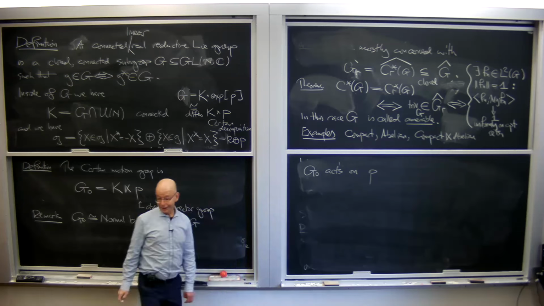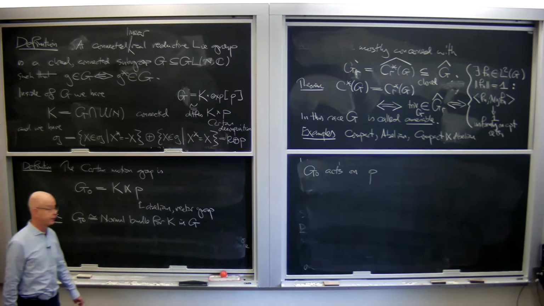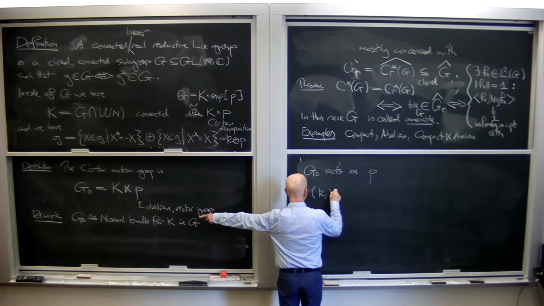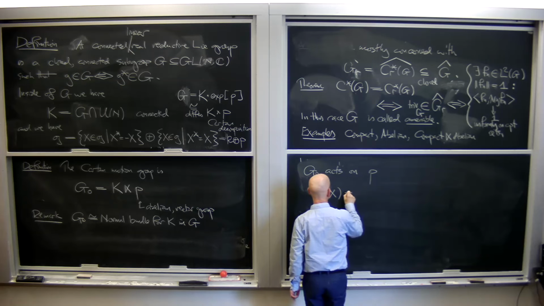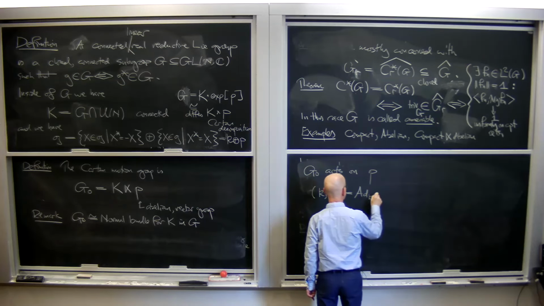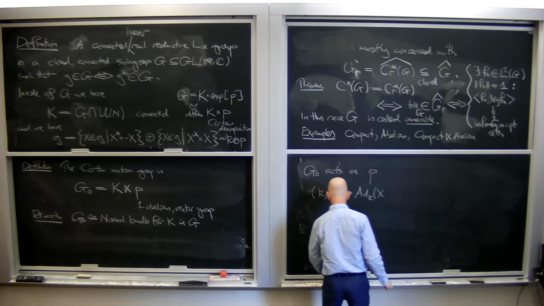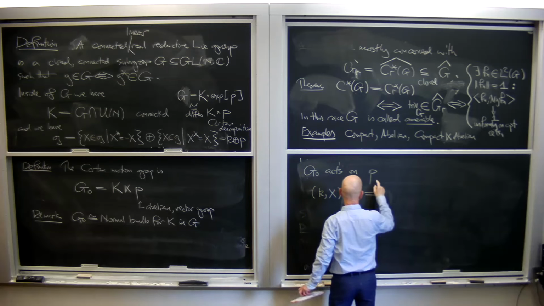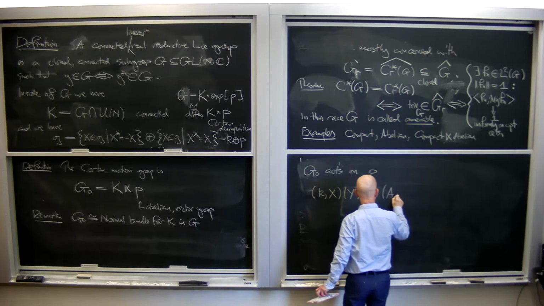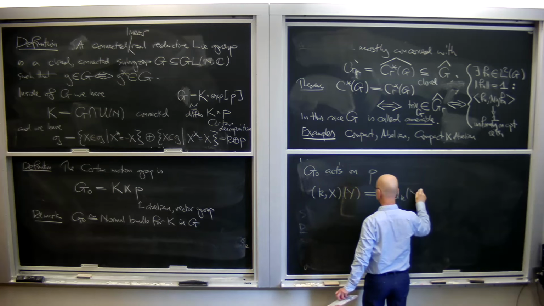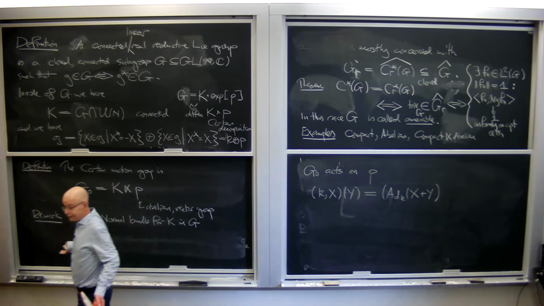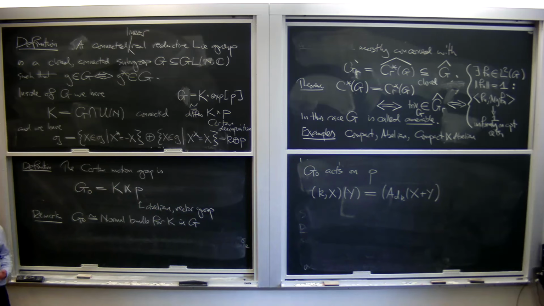So the group G0 acts, in the sense of manifold actions, on the vector space P, because if you have a pair consisting of a K and an X, you can form this thing, Ad K of X, and you have an element Y in P. You can form Ad K of X plus Y. So the P part is just acting by translations, nothing fancy, and the K part is acting by the usual adjoint action, rotations, if you like, on the vector space P.